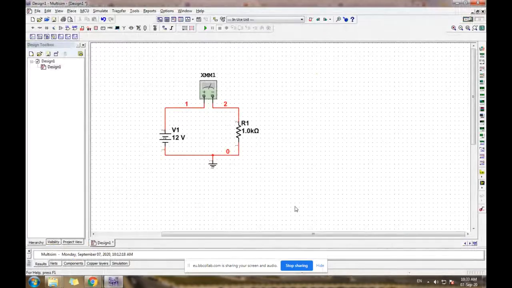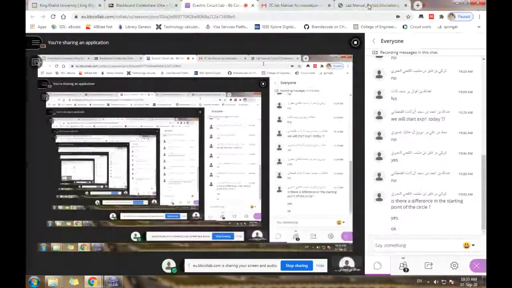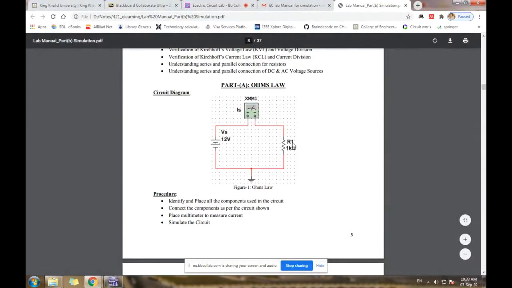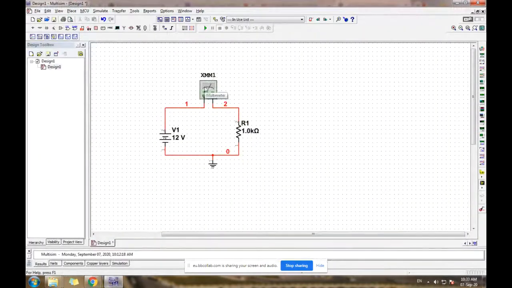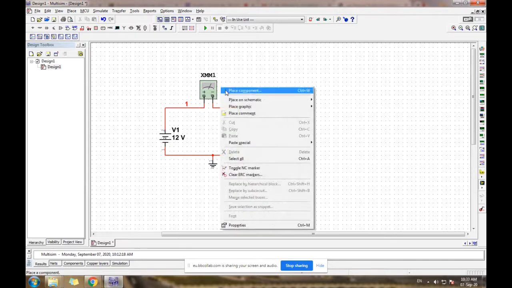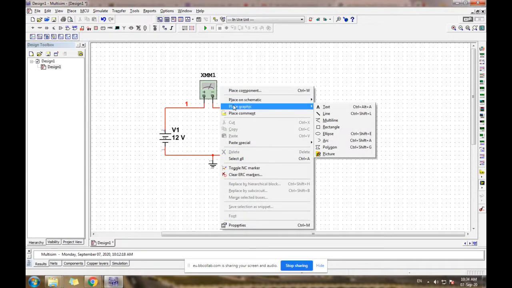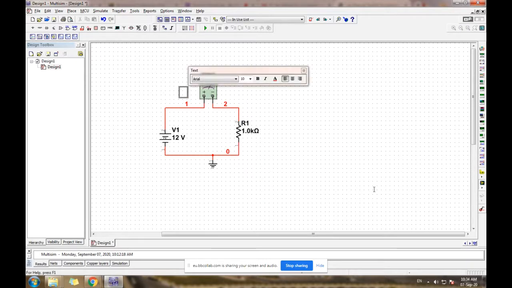So this is the circuit we have completed. In the lab manual you can also see that this is Vs, R1, and this is Is. So let us change this to Is. Simply right click. I repeat again: right click, place graphic. In place graphic you should choose place text. Click it, click anywhere, and type Is.